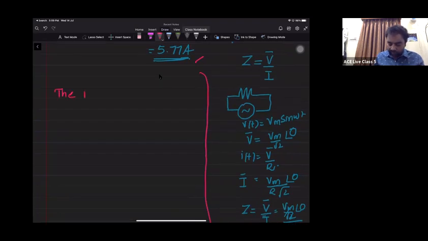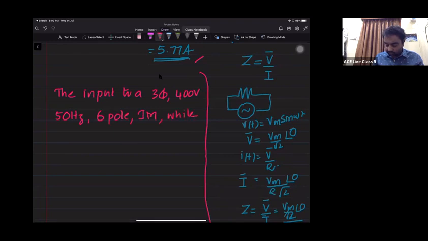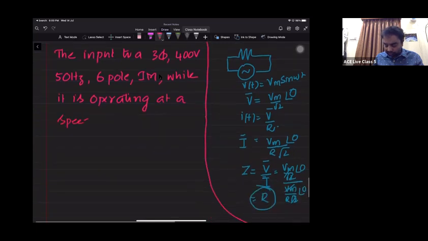The input to a three-phase, 400 volts, 50 hertz, 6-pole induction motor while it is operating at a speed of 960 rpm is 40 kilowatts.